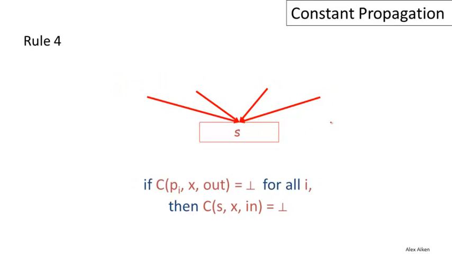One last possibility is, let's say that x is bottom for all the predecessors. What does that mean? Well, that means that every predecessor of s never executes, that they're all unreachable. And therefore, if every predecessor of s never executes, s itself can never execute, and so we can conclude that on entry to s, x is bottom.